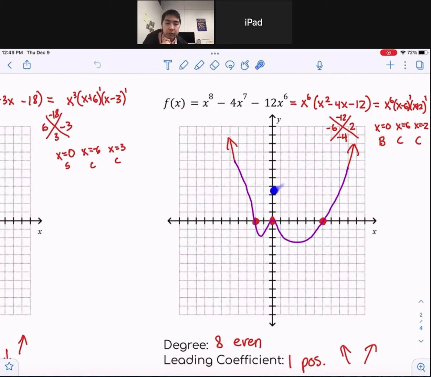-2. So plot them. So as you guys graph at -2, it's a cross, so go through it. At x equals 0, bounce off of it. And then at x equals 6, it's a cross. Okay.